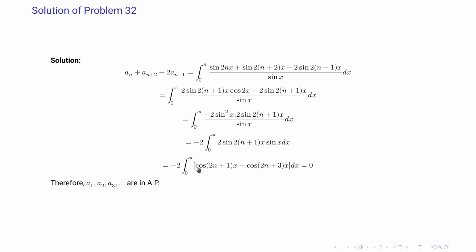Now this is equal to the integral of cos 2n plus 1 x minus cos 2n plus 3 x dx. This again has come from a trigonometrical formula. Now this would be 0. So since this is 0, the n, n plus 1 and n plus 2 terms form an AP, and we substitute n equal to 1, 2 and so on to get a1, a2, a3 and so on in AP.